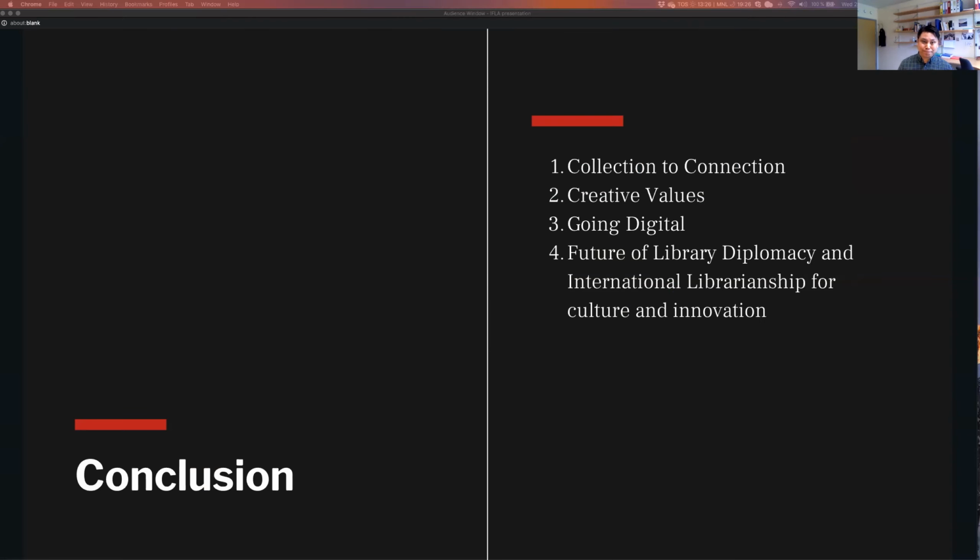So in conclusion, we've seen this shift from collection to connection, focusing on the people themselves, building the network, building the cultural relationship and partnership with one another. Creative values, entrepreneurship values, and civic engagement values are a thing right now, and everything is going digital. And there's a future for library diplomacy and international librarianship for culture and innovation. So yeah, this is how I end my topic for today.